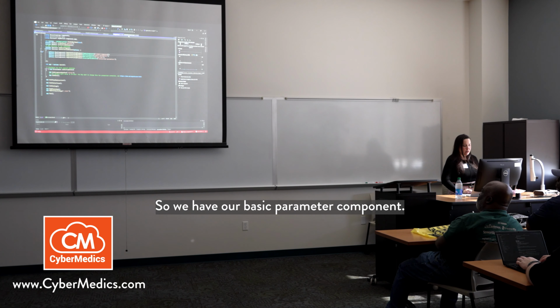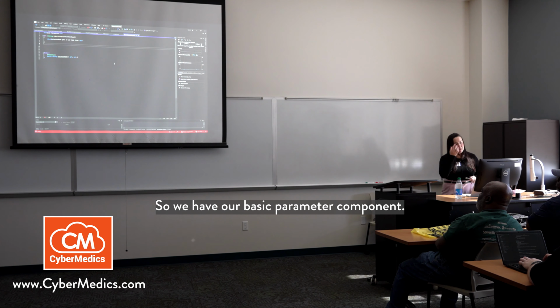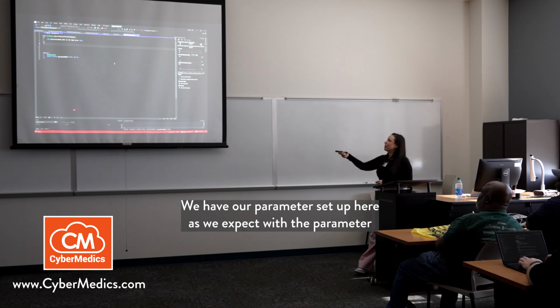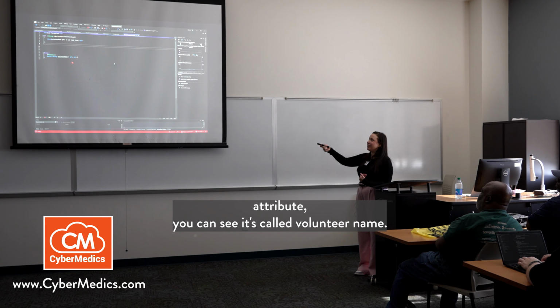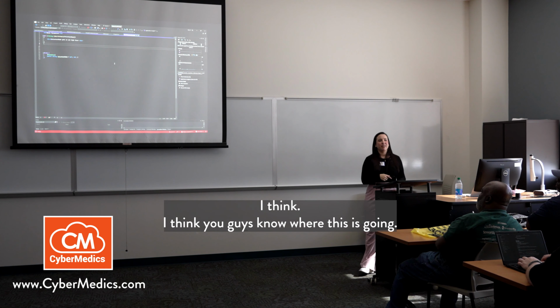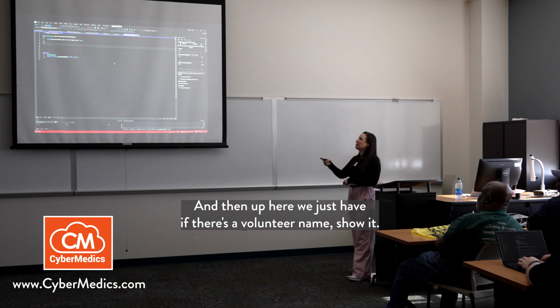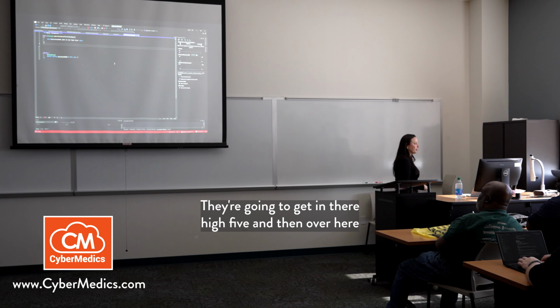So we have our basic parameter component. We have our parameter set up here, as we expect with a parameter attribute. You can see it's called volunteer name. I think you guys know where this is going. And then up here, we just have, if there's a volunteer name, show it. They're going to get an air high five.